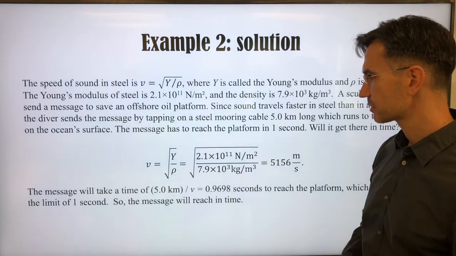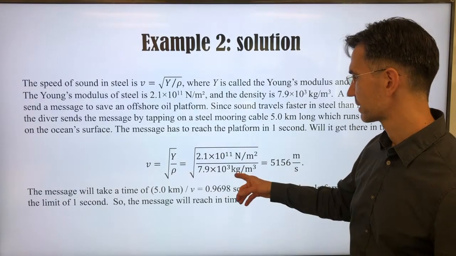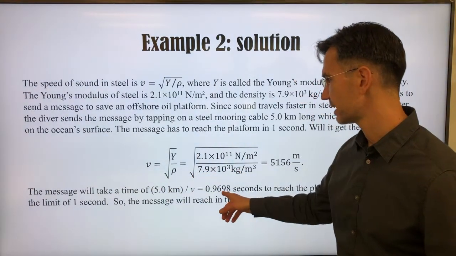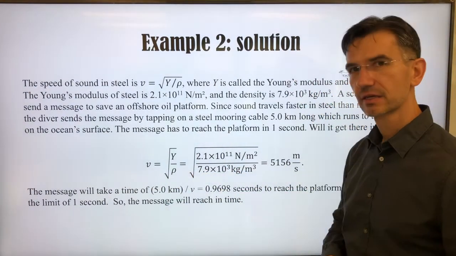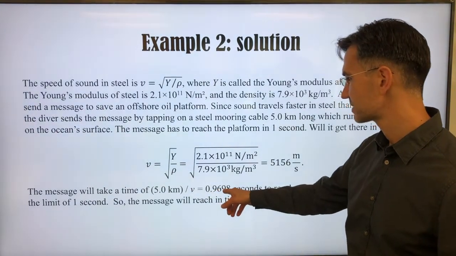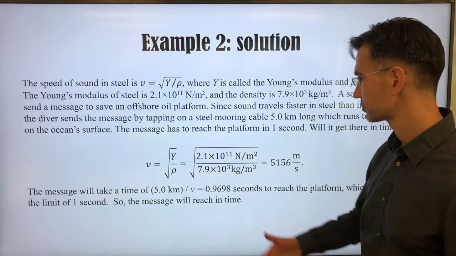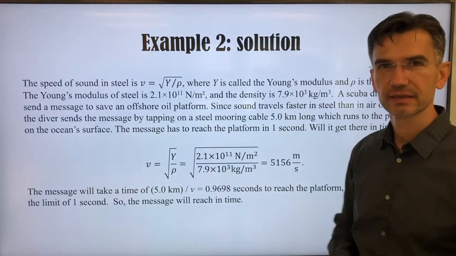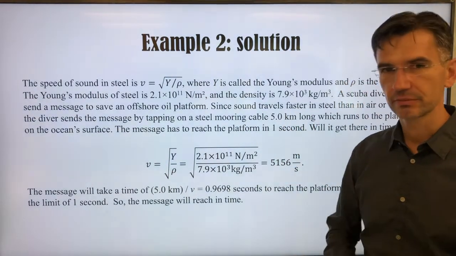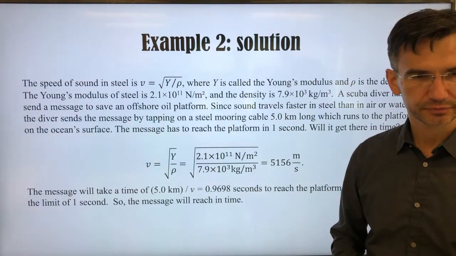So now the message will take 5 kilometers, the distance, over the velocity, which is this. So it'll take 0.97 seconds to reach the platform, which is just under that 1 second limit that we were given in the problem. So the message will reach in time.